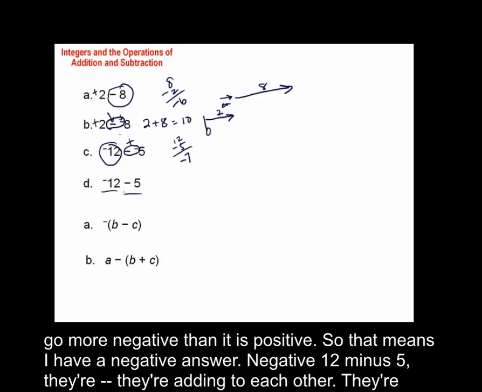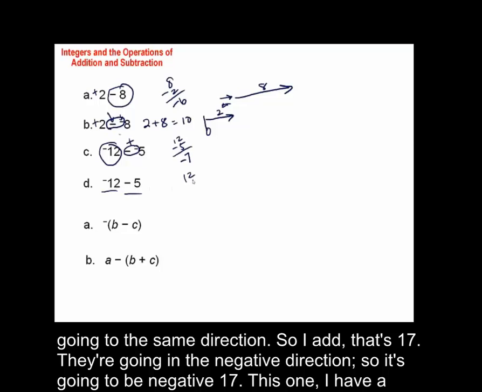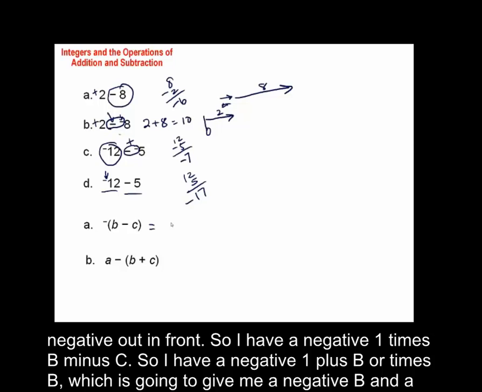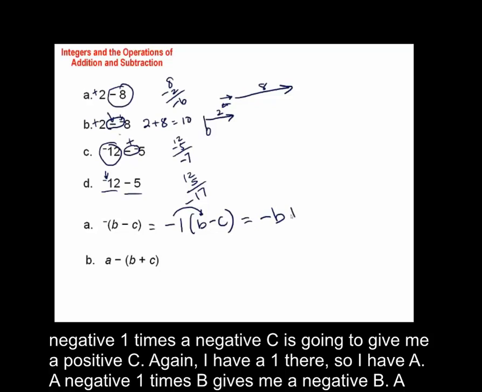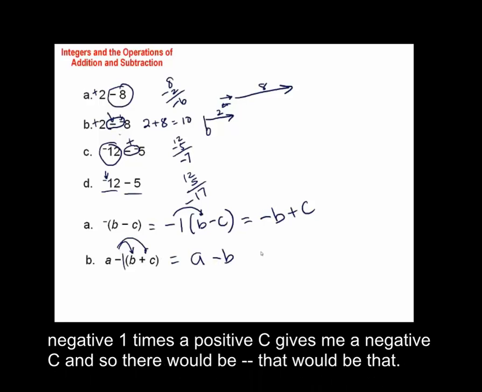Negative 12 minus 5, they're adding to each other. They're going in the same direction. So I add to get 17, and they're going in the negative direction, so it's going to be a negative 17. This one, I have a negative out in front, so I have a negative 1 times b minus c. So I have a negative 1 times b, which is going to give me a negative b, and a negative 1 times a negative c is going to give me a positive c. Again, I have a 1 there, so I have a negative 1 times b gives me a negative b, and negative 1 times a positive c gives me a negative c, and so that would be that.